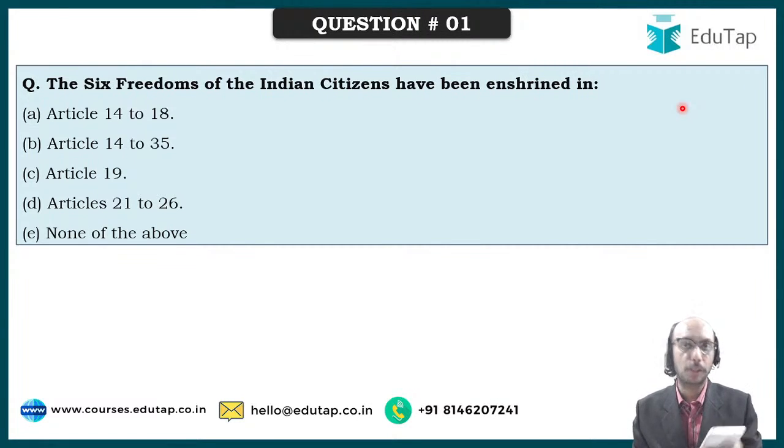First question has been displayed to you. 6 freedoms of the Indian citizens have been enshrined in which article of the constitution? You have to give the answer to the first question. I'm waiting for some answers. Robin Hazari has said that the answer should be B, 1B. I request you to please write 1B, Robin Hazari. I'm waiting for some more answers so that we can see what the students' opinion is regarding this question.